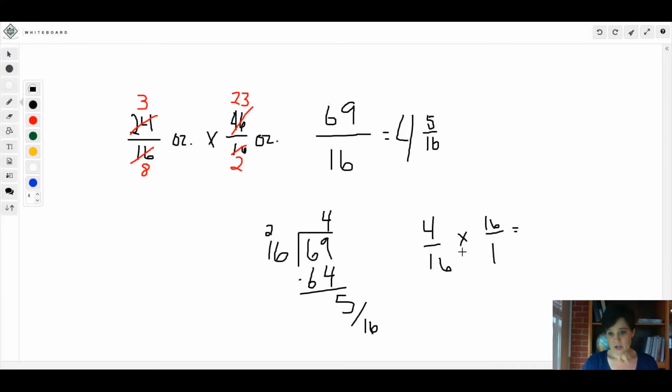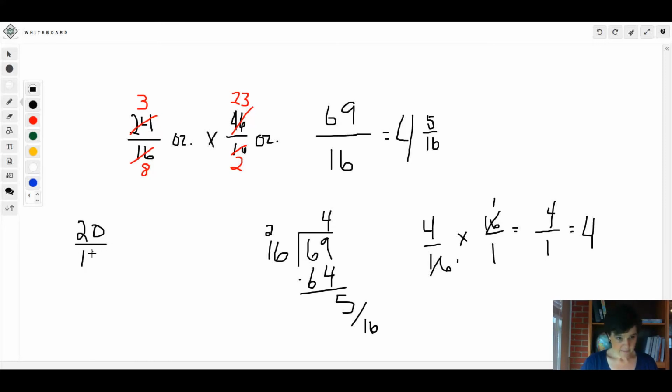Now these two can cancel each other out, right? They go into each other one time, right? Just mark those out and put a 1. Now multiply across. 4 times 1 is 4, and 1 times 1 is 1. Well, we know what that is. It equals 4.